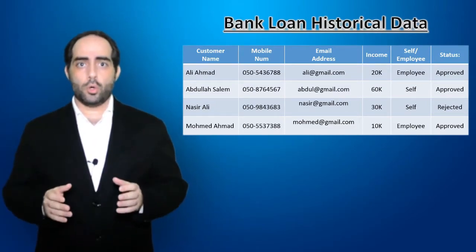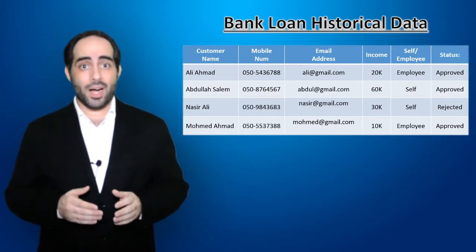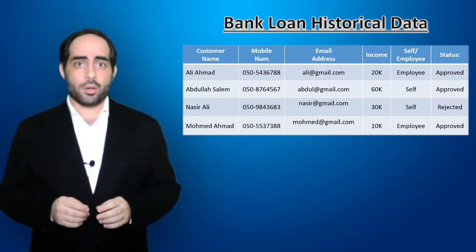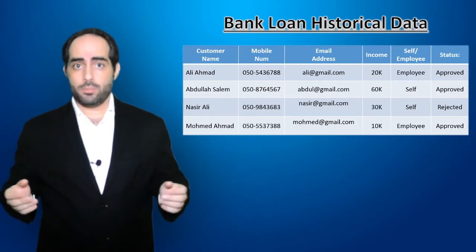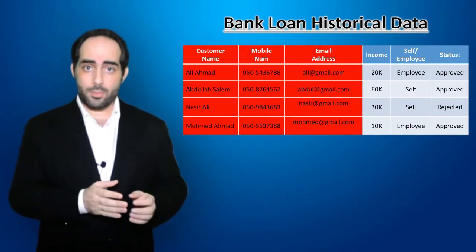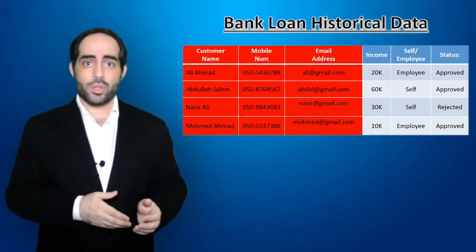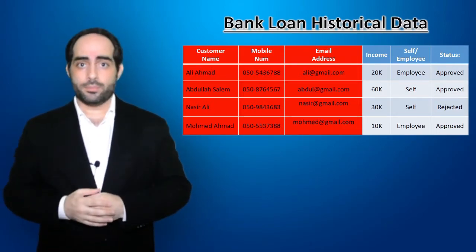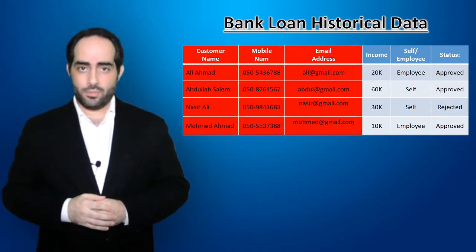Question: do you think all columns are important and valuable to keep, or can we remove some unnecessary columns which are of no use? Yes, we can remove, for example, the mobile number column, email column, and customer name column, as this information is not going to be used to take a decision whether to approve or to reject a certain loan. So in this stage, we remove the unnecessary columns from our data.